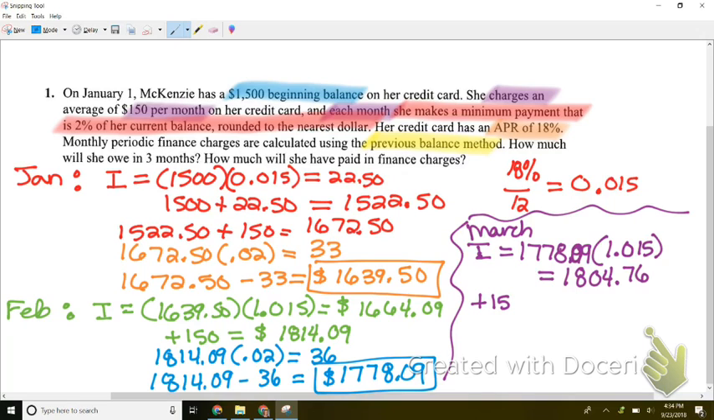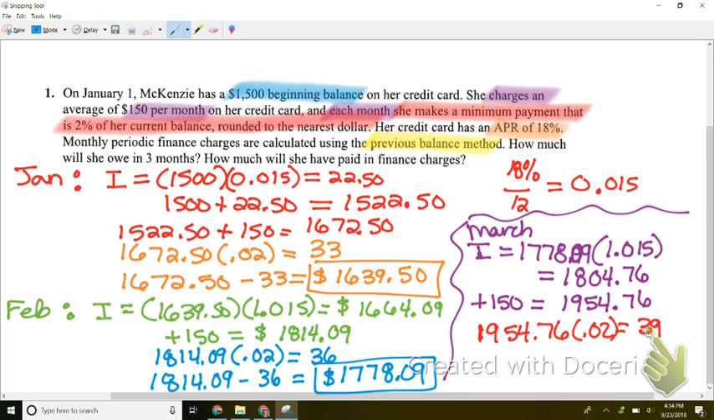She's making an additional $150 in purchases each month. So if I add that in, that brings me up to $1,954.76, rounded off to the nearest penny. And she is making a payment of 2%, rounded to the nearest dollar. So multiply by 0.02 and round to the nearest dollar.